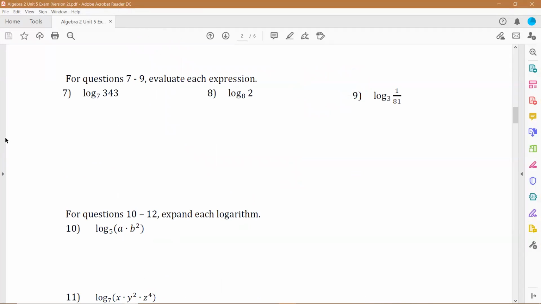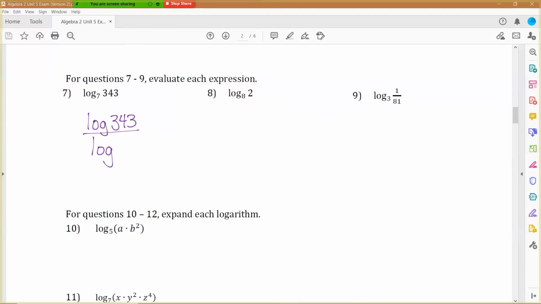For questions 7 through 9, we're evaluating these expressions. Since they're just expressions, all you're going to do is find the change of base formula. Log of 343 divided by log of the base, log 7. You're just typing this into your calculator. In this case, you get an answer of 3.